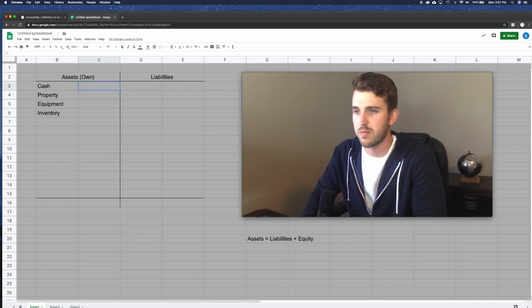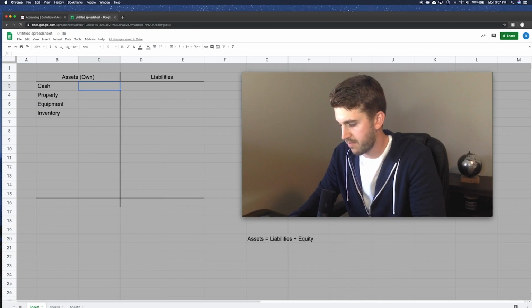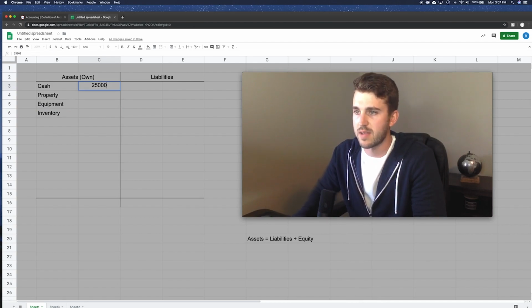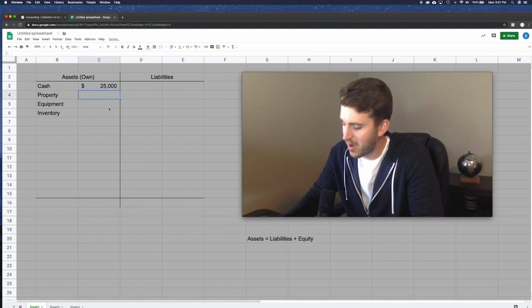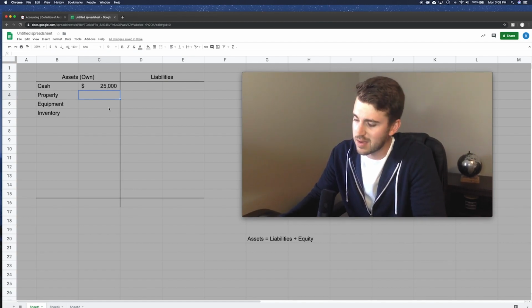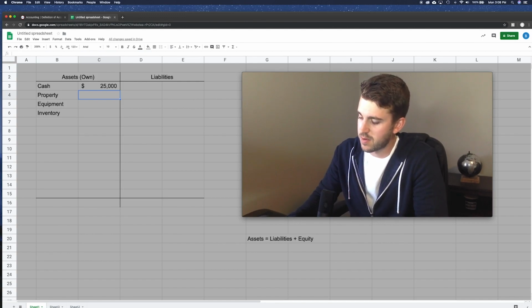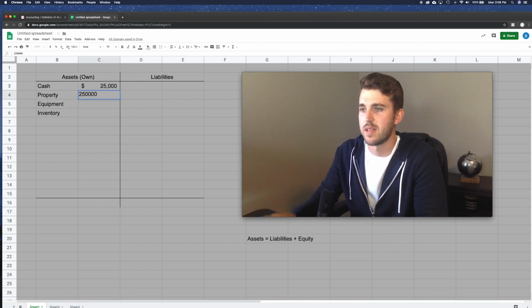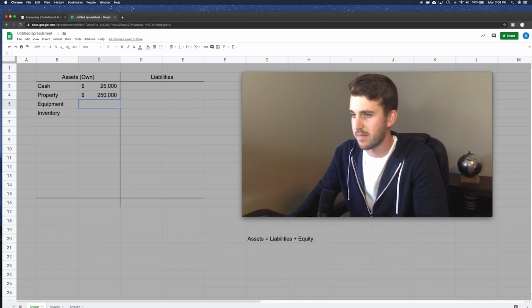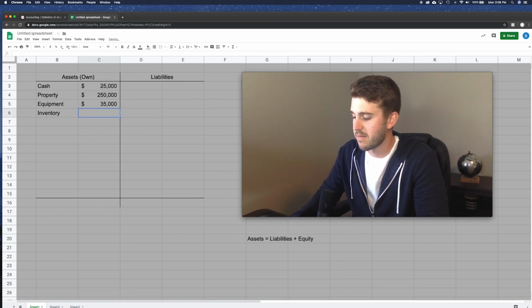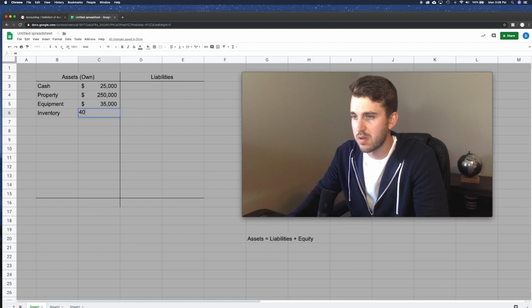And let's go through and put some values to this. Let's put they have cash. They have $25,000. So property. Let's say they bought a property and they paid $250,000 for it, whatever. $250,000. Equipment, they have, let's call it $35,000. And then t-shirt inventory, let's just say they're pretty lean. They've got $25,000 worth of inventory, okay?